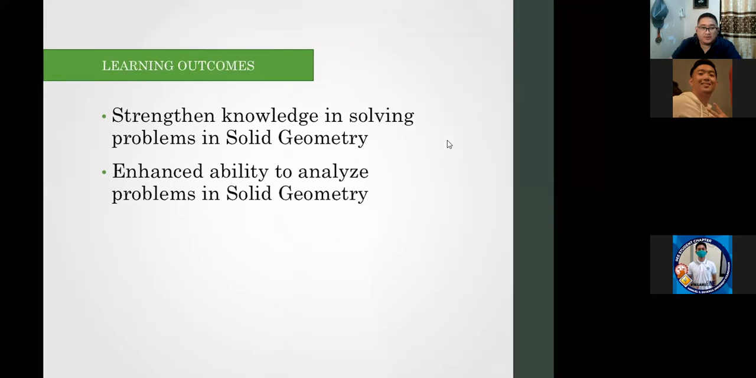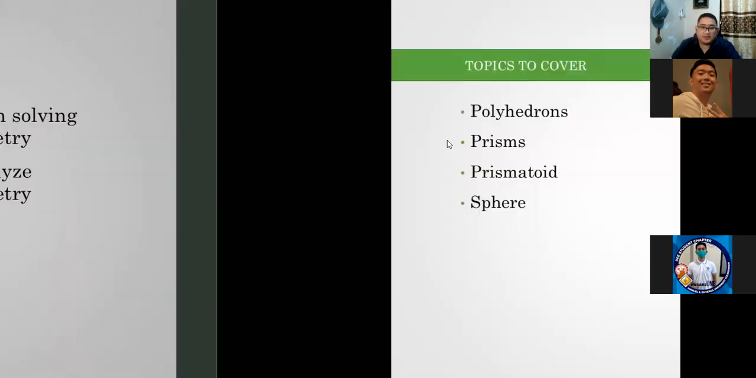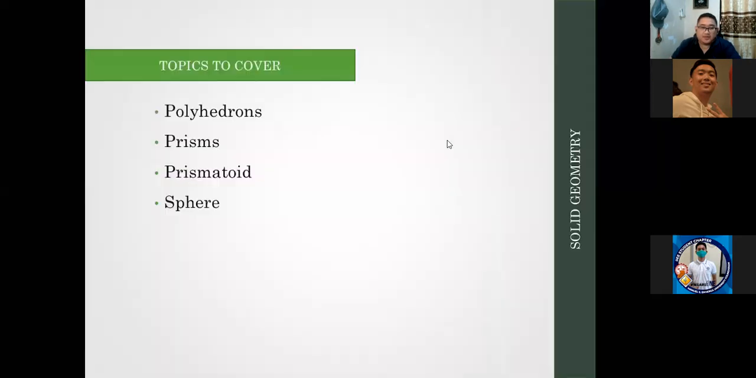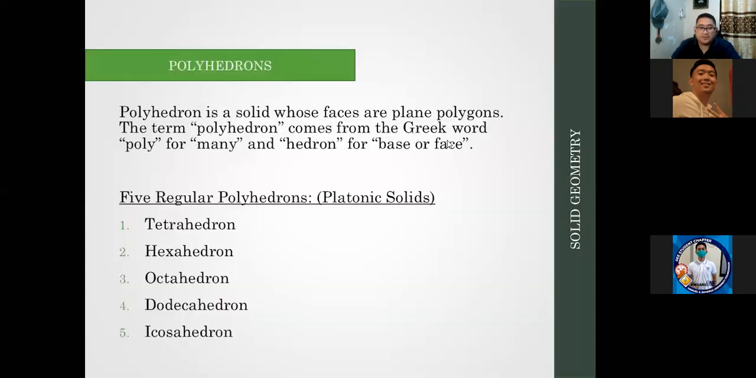Okay? So, let's start. So, sa content natin, ano yung topics na i-cover natin for solid geometry? So, we have yung tatawag natin polyhedrons, we have prisms, we have prismatoid, and we have sphere. Okay? So, ano daw ba yung mga yan? So, let's start with polyhedrons.